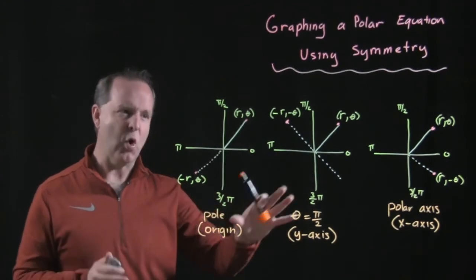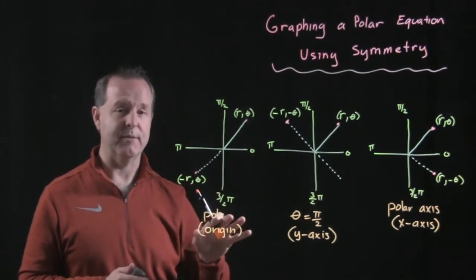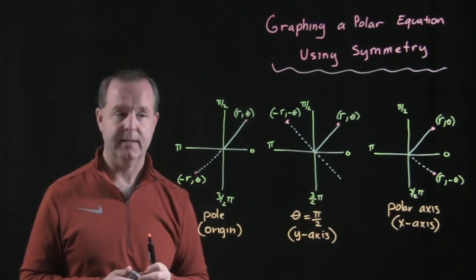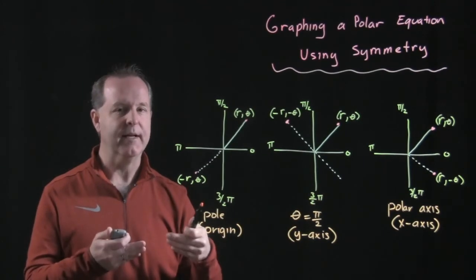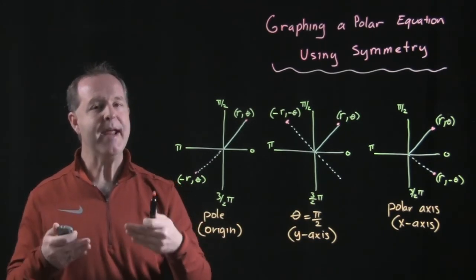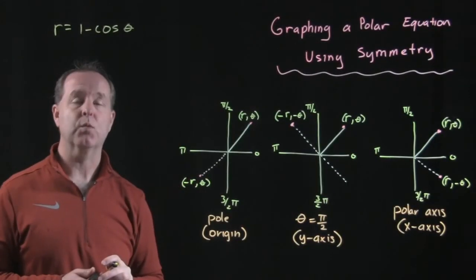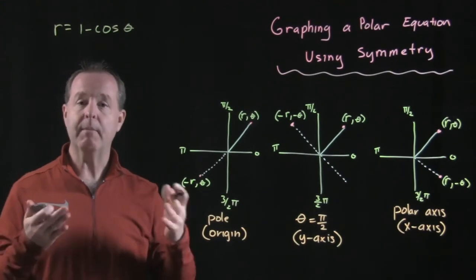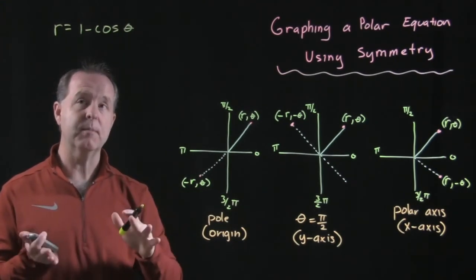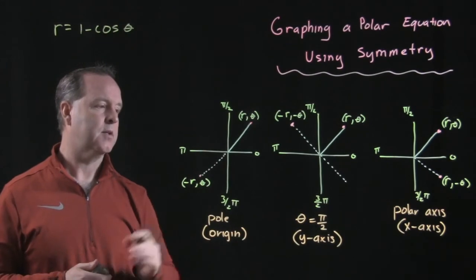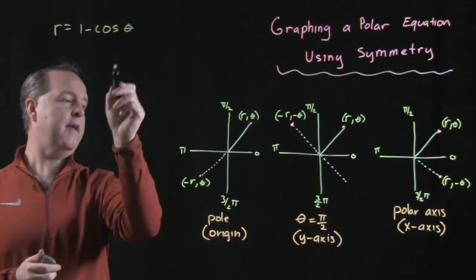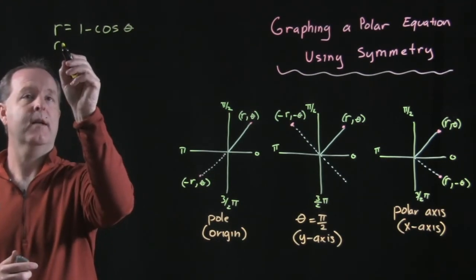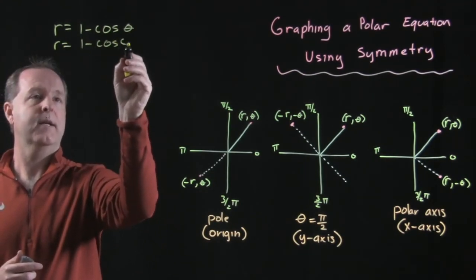So again, the overall idea is that we can graph using symmetry, with three different symmetry tests. We'll show you some examples of how to do that. If it passes the test, then there's symmetry. If it fails the test, then there may or may not be symmetry. So let's test for symmetry on this polar equation, r equals 1 minus cosine theta. Now remember, a polar equation is an equation in terms of variables r and theta. So let's test for symmetry about the polar axis, where we replace r and theta with r and negative theta. So r equals 1 minus cosine of negative theta.